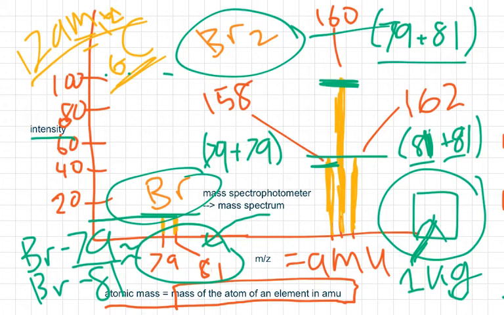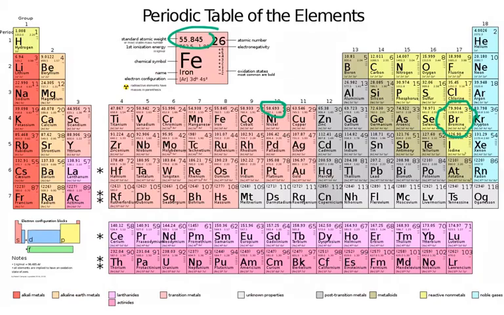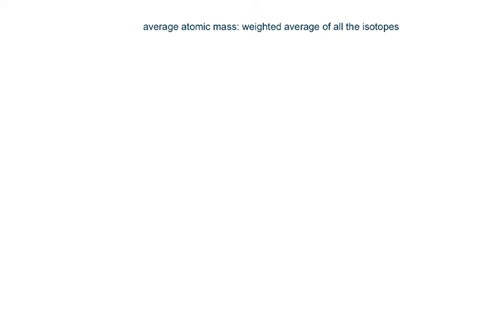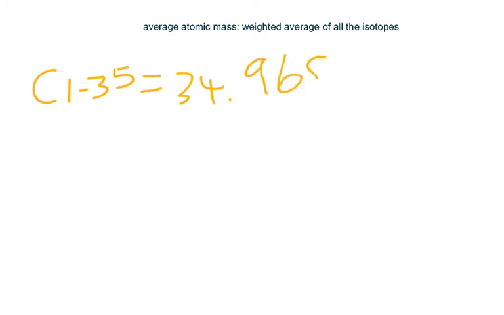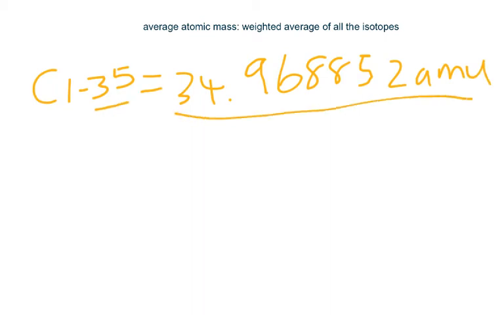So now let's try to calculate the average atomic mass of chlorine. So down here, I'm going to write two things. Chlorine 35. Oops, that's not right. It's chlorine 35. Chlorine 35 has an atomic mass of approximately 34.968852 atomic mass units. And notice how the 35 and 34.97 are really close, but they're not exact. So keep a note on that.